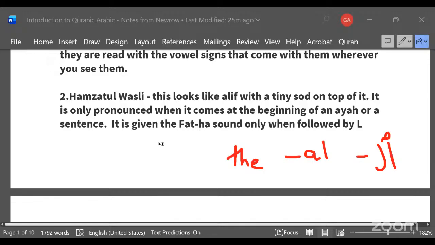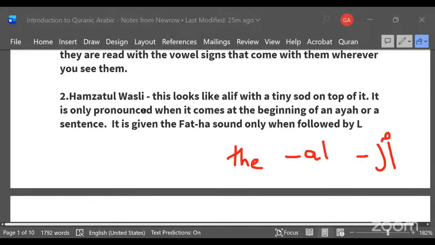Okay. So Hamzatul Wasl. When it comes with lam, we give it the a sound, the fatha sound. Only when it comes with lam, al, we always give it the fatha sound. And that is the only time Hamzatul Wasl gets the fatha sound. When it comes with another letter that is not lam, any other letter, then we will look at the third letter to it and use the haraka of the third letter to give it the sound that the third letter has. But if the third letter has fatha, then we'll give Hamzatul Wasl kasra.